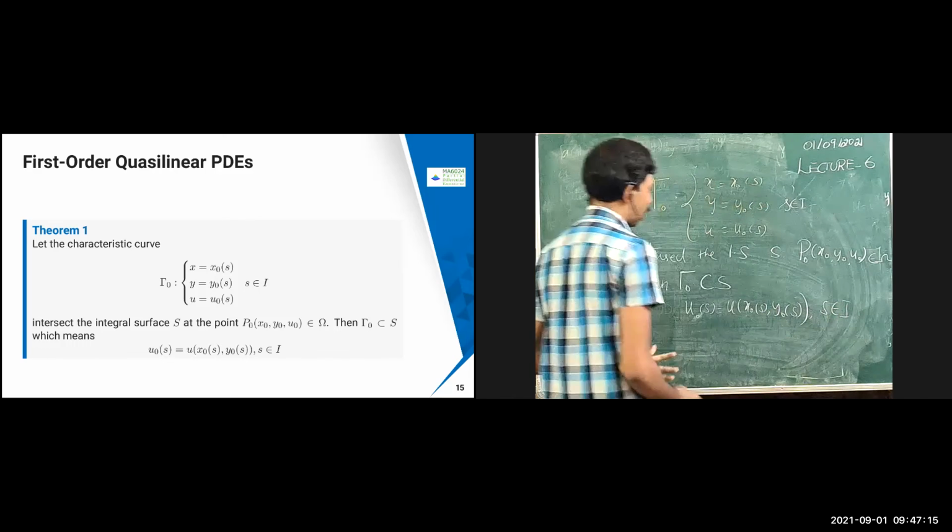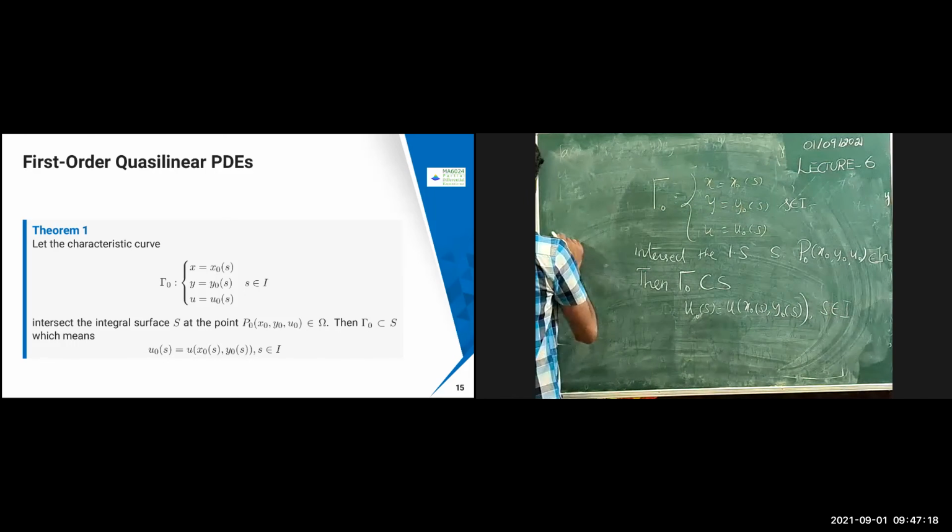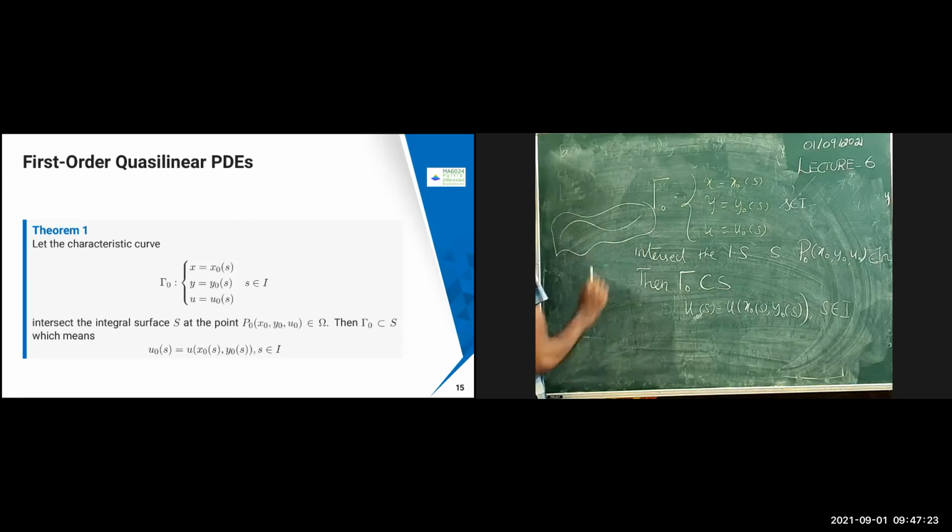So what this theorem is asserting is this: you have an integral surface, and gamma naught is a characteristic curve which intersects this surface. Then it says this characteristic curve is a subset of the surface. It is not only intersecting. If it intersected something like this, it is not going to happen. What is going to happen is that it lies completely in the surface. Gamma naught is completely in the subset. This is the integral surface.